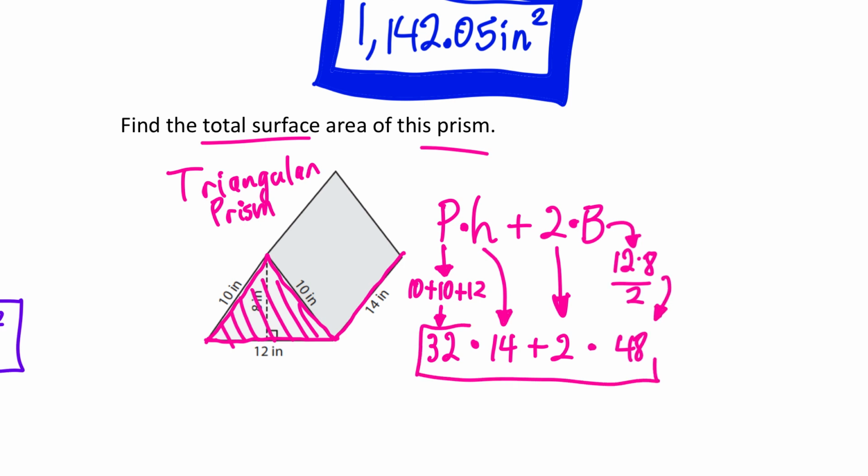Now I'm going to type this whole thing in to get this overall total surface area. So 32 times 14 plus 2 times 48 ends up with the total surface area of 544 square inches.